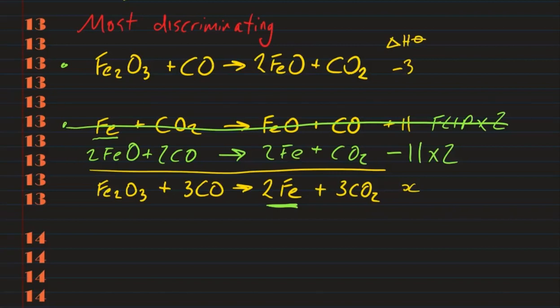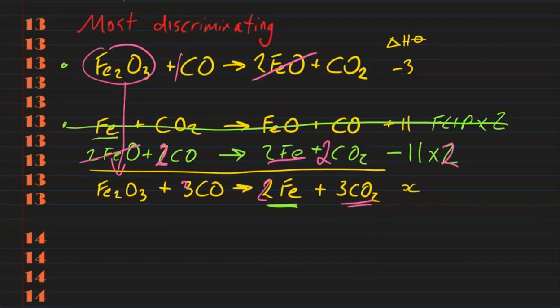So let's just double check. I've got two FeO here and two FeO there. That's gone. Now I've got this. Two carbon dioxides and one carbon dioxide makes three. Two carbon monoxides and one carbon monoxide makes three carbon monoxides. That works. Two Fe makes two Fe. And I forgot to put that two there when I was working out my second equation. I didn't double everything like I was supposed to. Yeah, that's all good. It all works out.